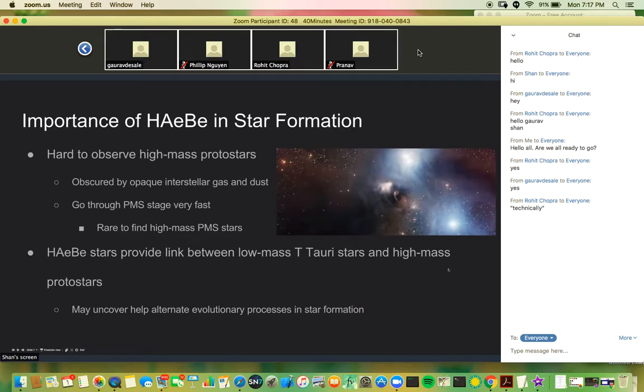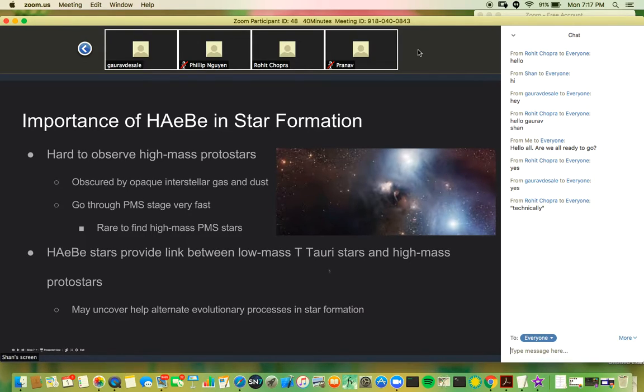So the role of AB stars in star formation. The thing is, it's pretty hard for us to observe high mass protostars, like stars that are heavier than AB stars, like over 8 solar masses.